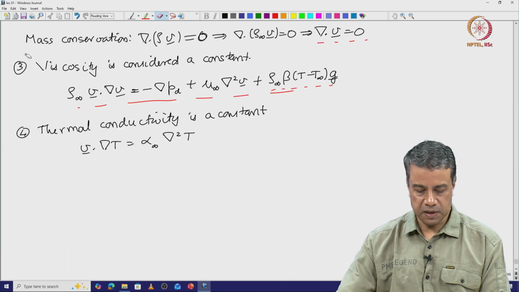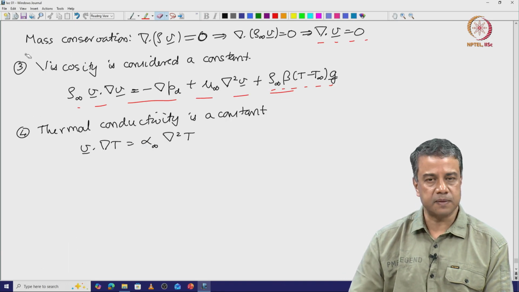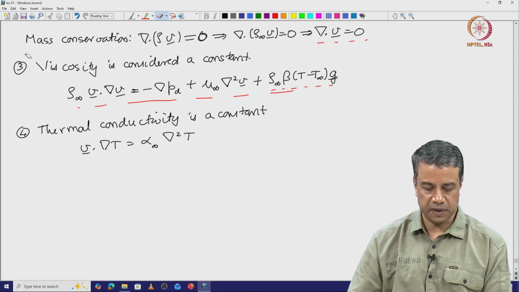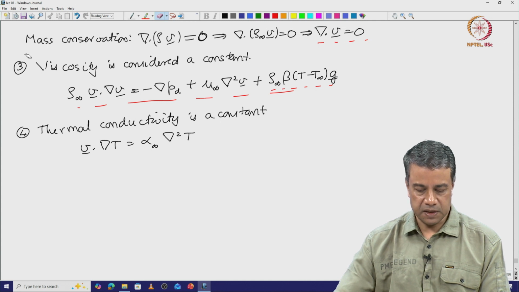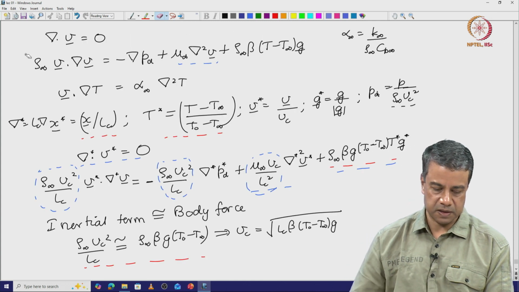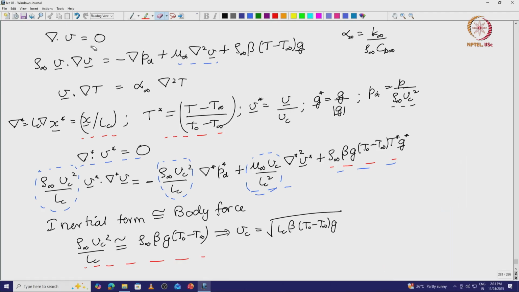Similarly, we had neglected the viscosity variation everywhere, considering the viscosity to be the ambient viscosity, and so also for the thermal diffusivity. With these approximations, we got a series of equations. The mass conservation, momentum conservation in terms of the dynamical pressure difference between the pressure and the hydrostatic pressure if there were no temperature variation, and similarly we got the energy conservation equation.